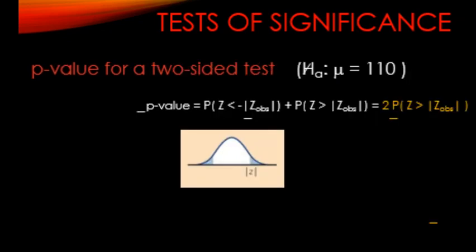If it's a two-sided test, we know that we have our rejection region on both sides. So the way we calculate the p-value here is either you can do the probability of z less than negative of the z observed plus the probability of z greater than the absolute value of the z observed, or just simply 2 times the probability of z greater than the absolute value of the z observed. So basically double this, and that will give us the p-value.